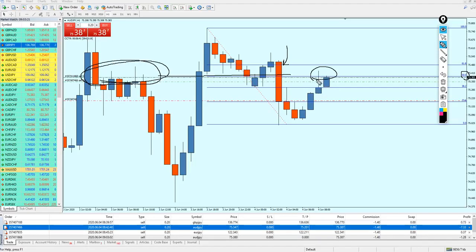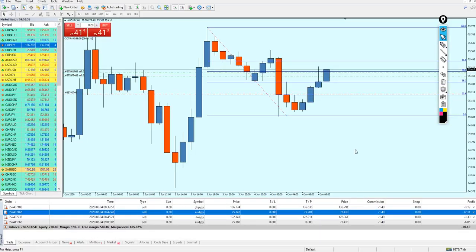What we are seeing right now is the market is actually trying to make double wicks on the same level here. And frankly speaking, I am planning to set a maximum of $100 loss if it goes really bad.